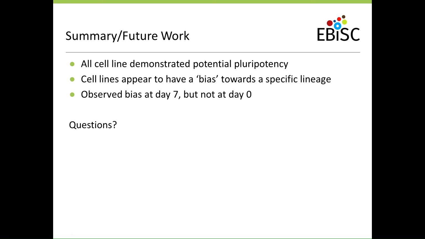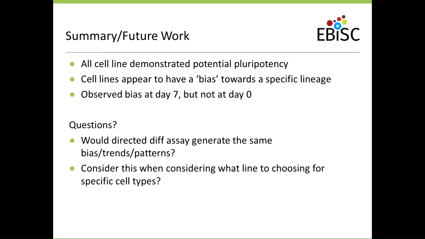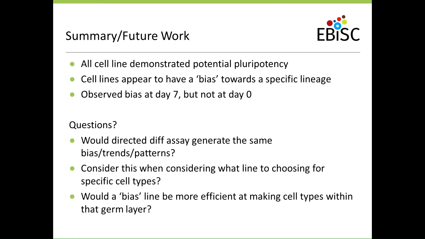So the questions that we would ask going forward is, if you put these cell lines through a directed differentiation type of assay, what kind of bias trends, patterns might you see? And should something like this be considered when choosing a line if you're going for specific cell types? So for example, if you wanted to make neural lines and you went on the EBiSC catalog, would you be better off picking, for example, the Bioneer lines, which have a very strong preference to make ectoderm? And would a biased cell line be more efficient at making cell types within that germ layer?